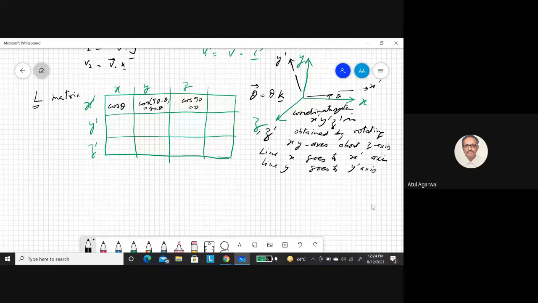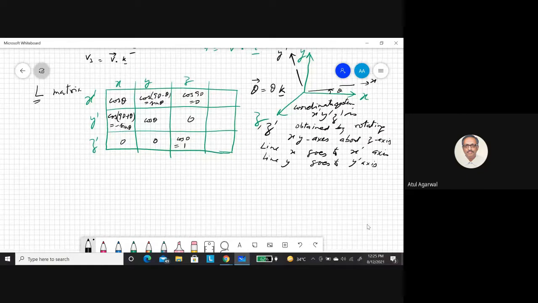Similarly, y prime axis and x axis. You see the angle is 90 plus theta. So you write cos of 90 plus theta, equal to minus sine theta. Between y prime and y, it is cos theta. Again 0. So this way you get the L matrix.